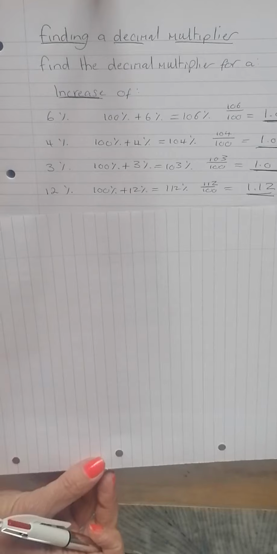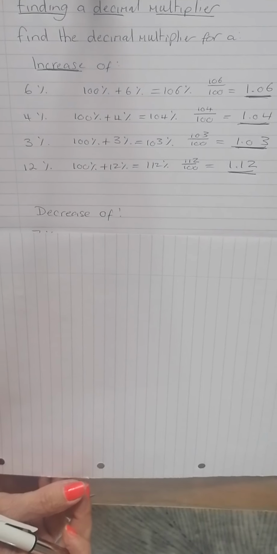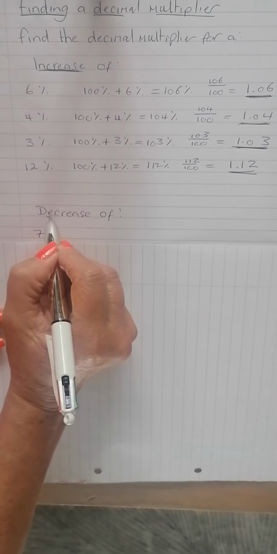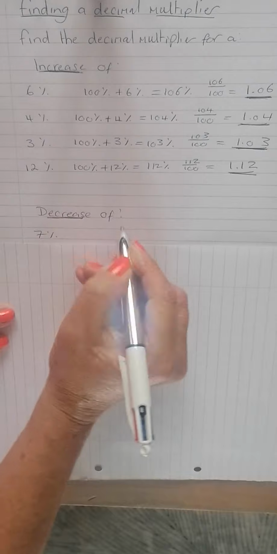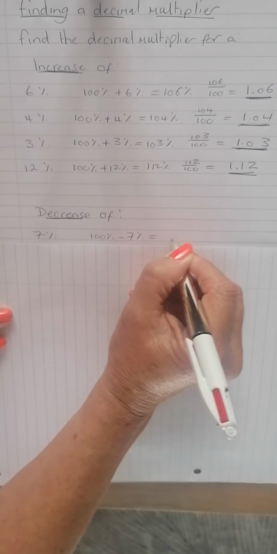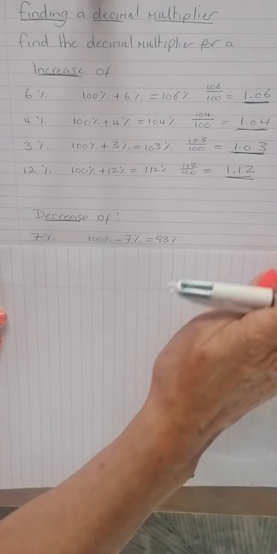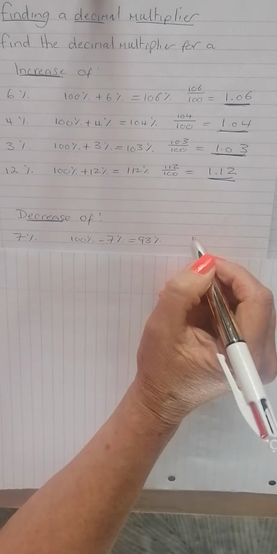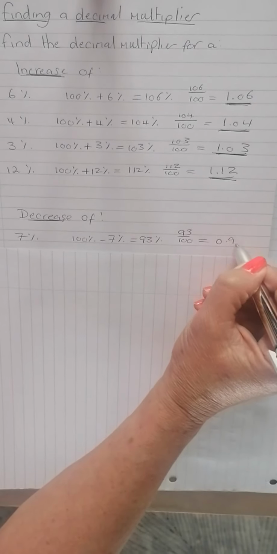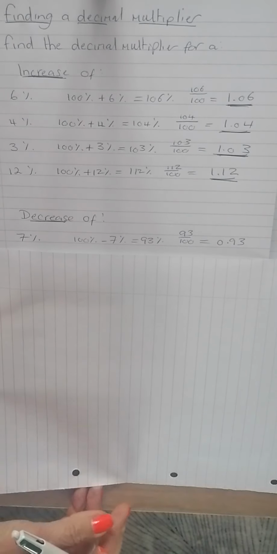Let's do some decreases. So we're going to find the decimal multiplier when something is decreased by a percentage. Decrease means it's getting smaller. So in this case, you start with 100%, but you take away 7%. That's 93%. To make this a decimal, simply divide by 100. That's 0.93. So that's our decimal multiplier when we decrease by 7%.